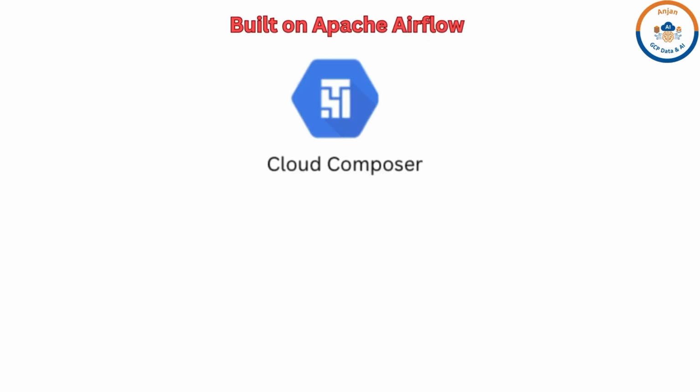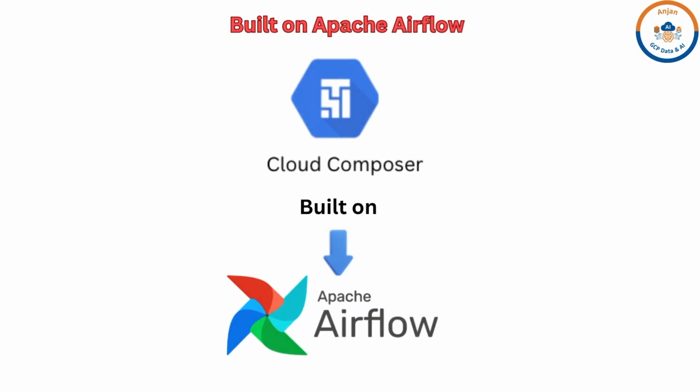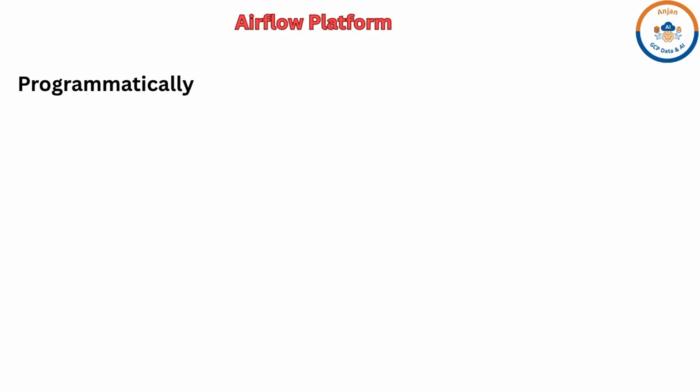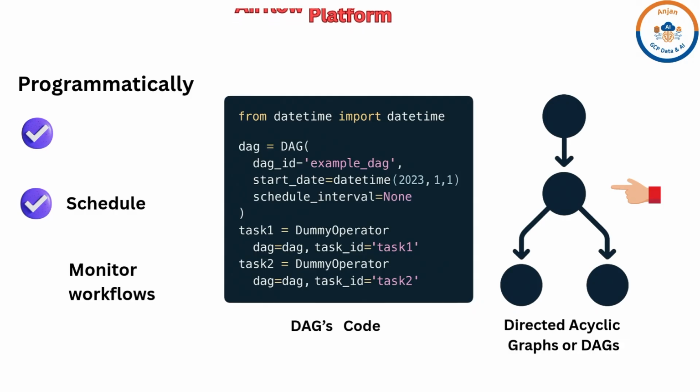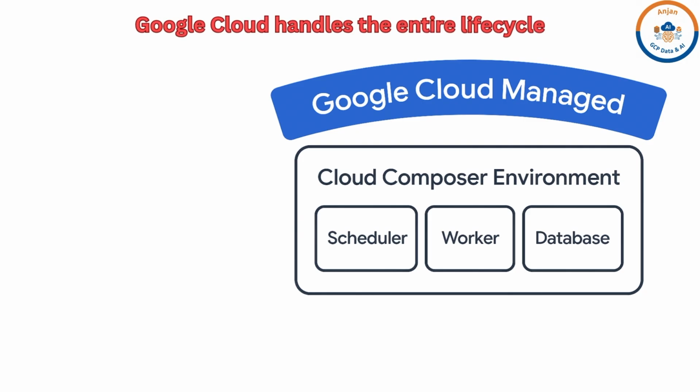At its core, Google Cloud Composer is a fully managed service built on open source, industry standard Apache Airflow. Airflow is a platform to programmatically author, schedule, and monitor workflows using standard Python code. It focuses on defining workflows as directed acyclic graphs, or DAGs. But the key differentiator is the cloud part.